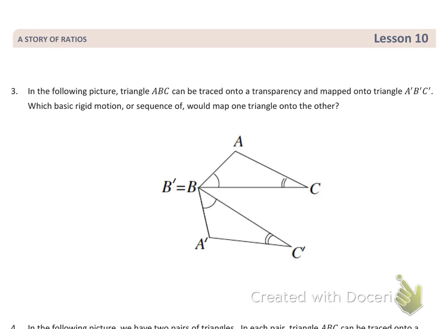Okay, here's another diagram to look at. And look at this one, and it's the same. We're told triangle ABC can be traced on transparency and mapped to A prime, B prime, C prime, which basic rigid motion or sequence of would map one triangle onto the other.